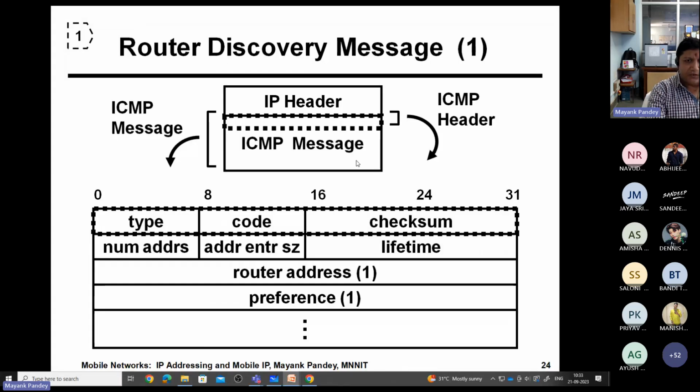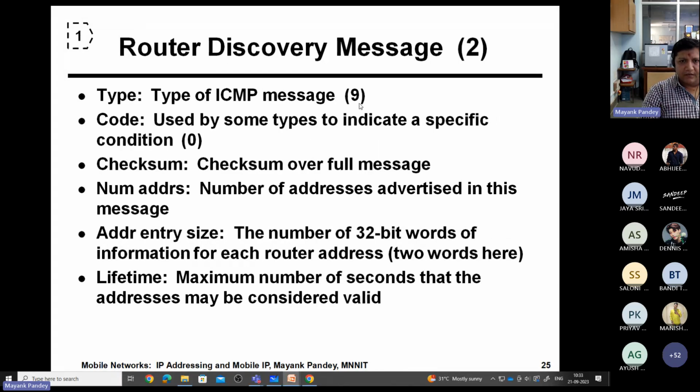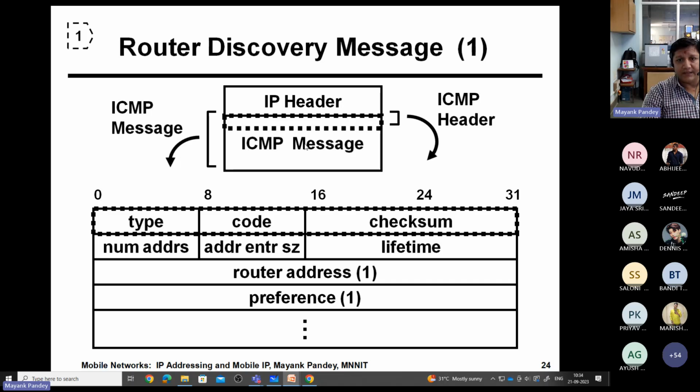What is ICMP router discovery? The type is 9. Checksum is going to be there. How many addresses are getting advertised? What is the size of the address, whether it is router discovery for IPv6 or IPv4? Here we are taking the example of IPv4. This is 32 bits, and the lifetime, how much time this router address is going to be valid for, is already there in ICMP router discovery.